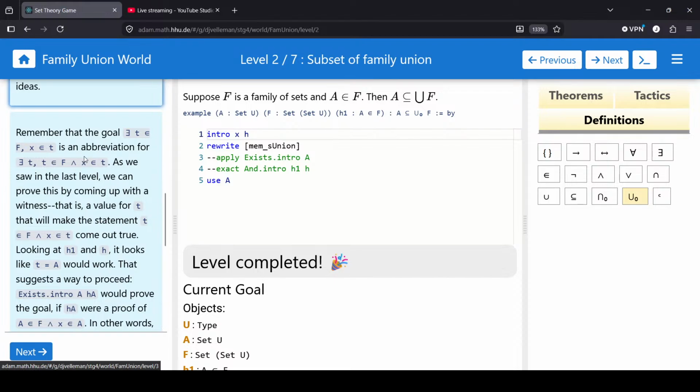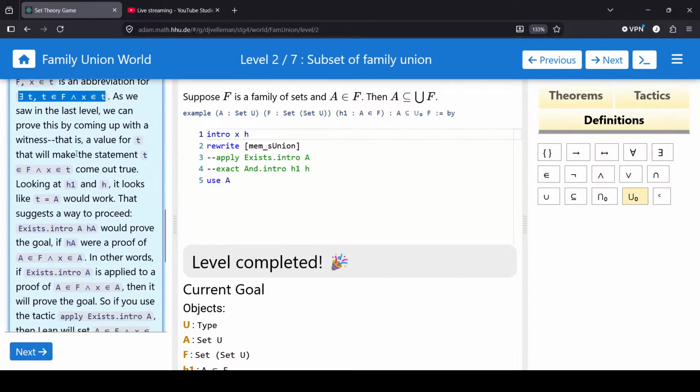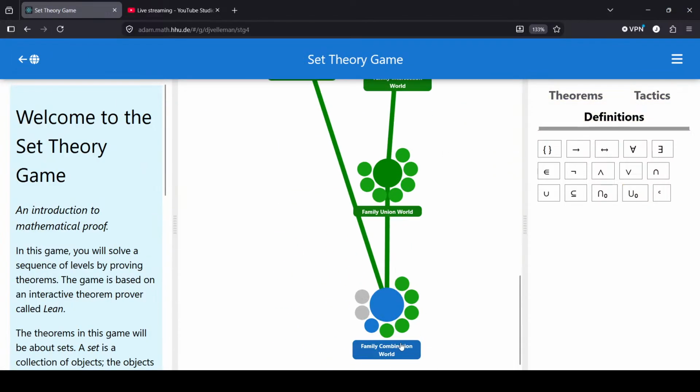This is an abbreviation for this. Okay, so it's just anded together: T and F and X and T. Okay, so it's just anded together. I'll keep that in mind. In fact, I'll copy it over.